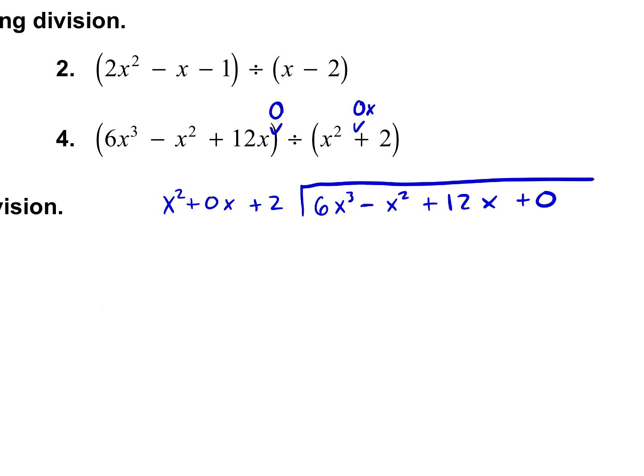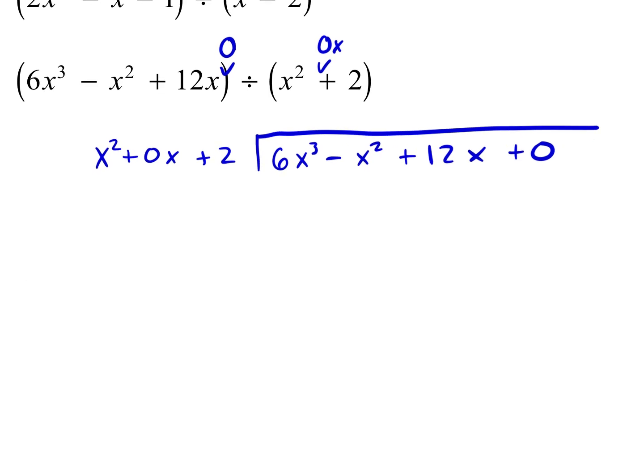What would I do next? So we divide the first term by the first term. What's 6x cubed divided by x squared? 6x. Then what do I do? Multiply times everything outside. So we get 6x cubed. What's 6x times 0x? Just 0. And then 6x times 2? 12x.